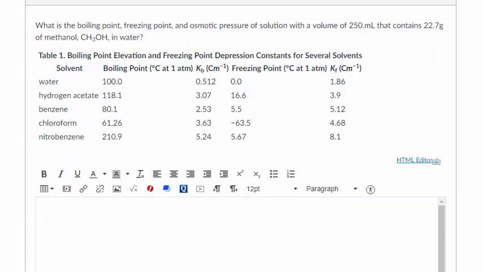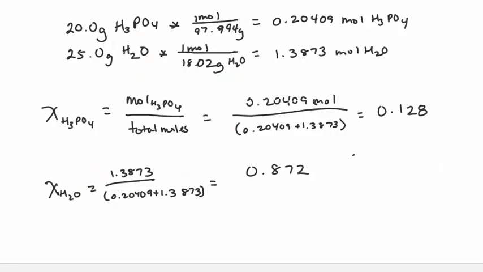What is the boiling point, freezing point, and osmotic pressure of a solution that has a volume of 250 milliliters that contains 22.7 grams of methanol in water? Now it's in water, that means the most here. So in water means we're using this row of data. So what we'll do first is calculate how many moles we're working with. So we have 22.7 grams of methanol. The chemical formula of methanol was given to you, CH3OH.